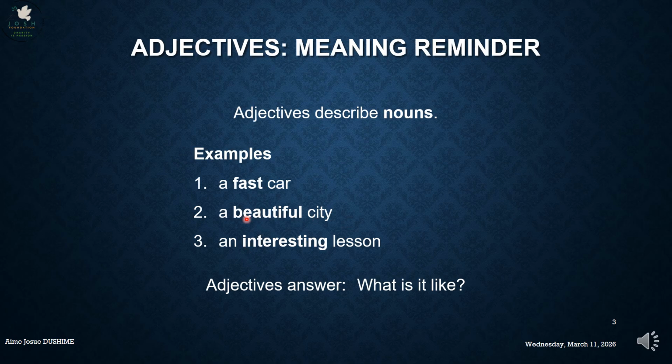You see, this is what we call an adjective. It gives us information about the noun. What is it like? It is fast. What is it like? It's beautiful. What is it like? It's interesting. You see, simply the adjectives give an explanation of the noun.